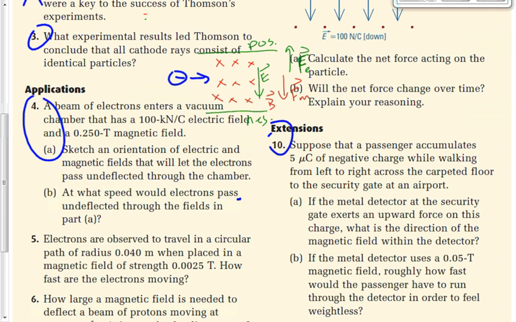Question B, we won't go through that because you didn't ask it, but I'll just real quickly tell you what you would do. You want to find the speed. It's a velocity selection chamber. Fe equals Fm. QE equals QVB. Solve for V.